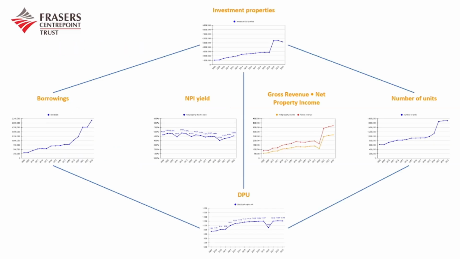First, Frasers Centrepoint Trust. They have good shopping malls. They invested quite aggressively during the early COVID when the rates were low. Borrowings increased significantly, however DPU has been flat, partly because of COVID. Gross revenue has been inching up post-COVID. Retail should be back to normal. We need to see more revenue growth that allows them to sustain the DPU.